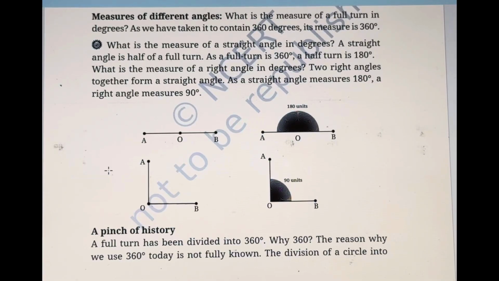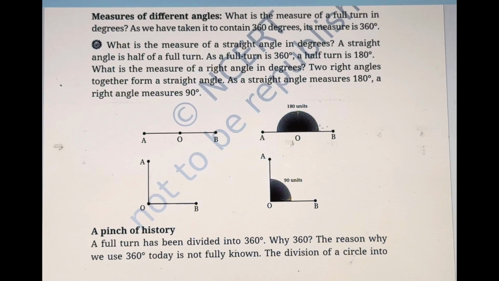Measures of different angles. Now, we already saw that the measure of a full circle or a full turn is considered as 360 degrees, right? It measures 360 degrees. Now, what is a straight angle? A straight angle is half of the full turn. So, what is half of 360? Half of 360 is 180 degrees, right? So, you can see in this picture, this is half of the full circle. You can see the semicircle being formed. So, this is 180 units.